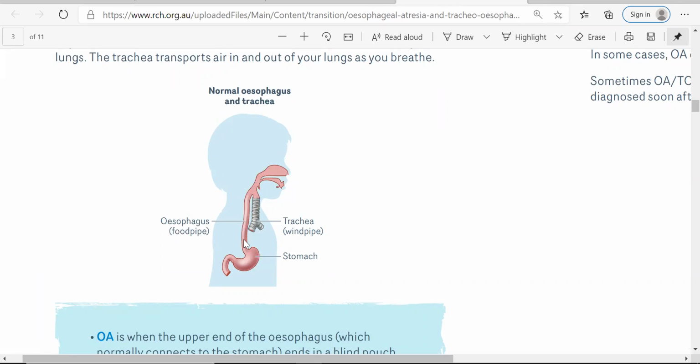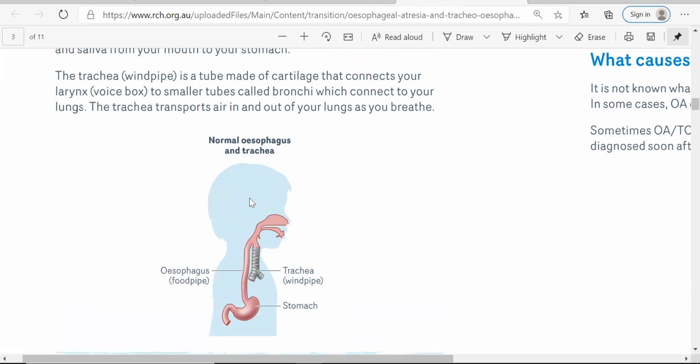So you can see this is the food pipe or esophagus, and food from the esophagus should come down to the stomach and then to the whole gut. And in front of the esophagus there is the windpipe or trachea, which will carry the air. Now, most likely for this child there is underdevelopment or absence of the esophagus.